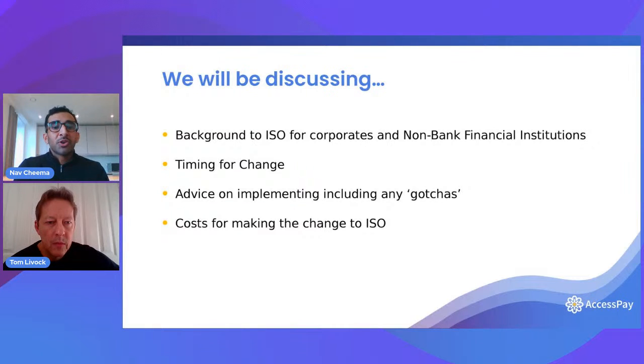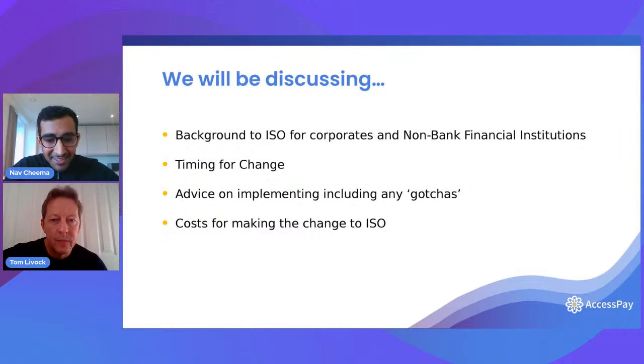So today we'll be discussing a background to ISO for corporates and non-bank financial institutions, the timing for change, advice on implementing, including any gotchas, and finally, the cost for making the change to ISO. Due to the nature of the subject today, this session is going to be quite technical. However, we are going to use some industry standard terms and phrases. And if you do have any questions, please go to the chat box at any point and we'll do our best to answer any questions as we go along. So without further delay, let's get started.